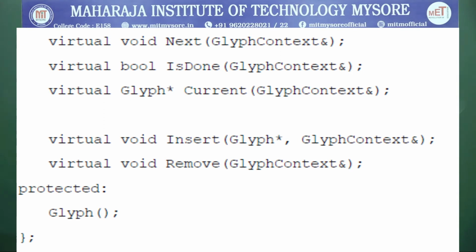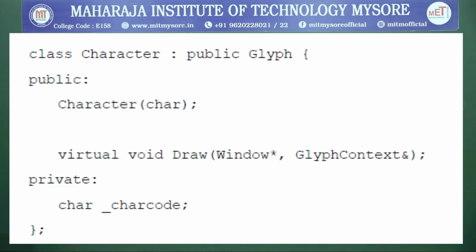Here, the Character subclass just stores a character code. The coding part looks like this: the class Character, which is a subclass of the Glyph class, so you have a colon public Glyph. Within that you have a public method, the Character constructor, and then a draw method, which takes a GlyphContext in the window, and within the private section you have a charcode which is of type char.